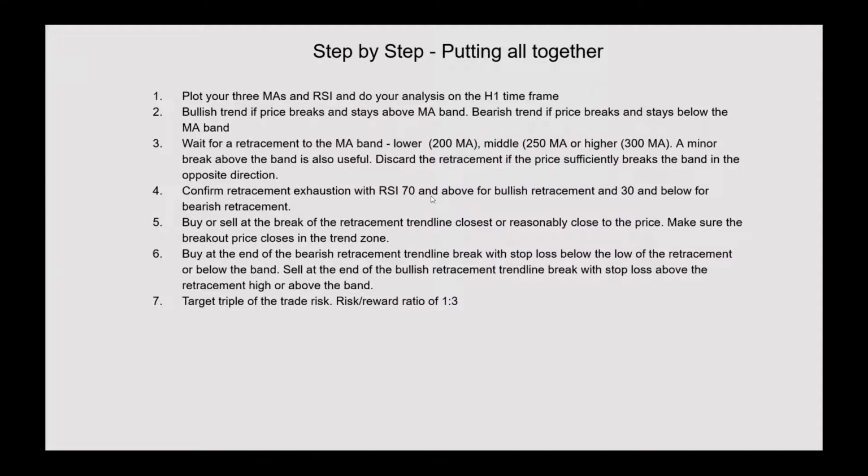So number 4, confirm retracement exhaustion with RSI. RSI 70 and above for bullish retracement and 30 and below for bearish retracement. So what we're saying here is that when the price, let's say this is a trend above the band, then we have a correction back to the band. Let's say this is the band. Once the price gets here now, you want to confirm that the RSI is at 30 or below.